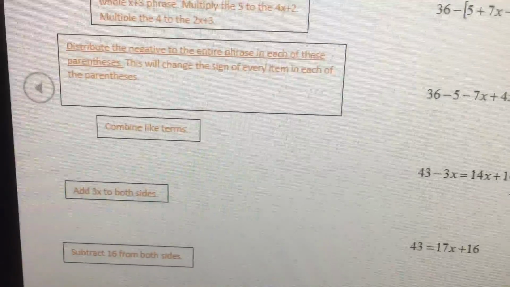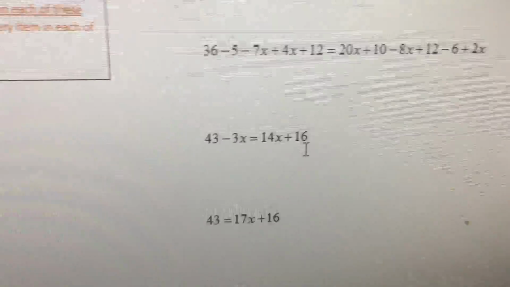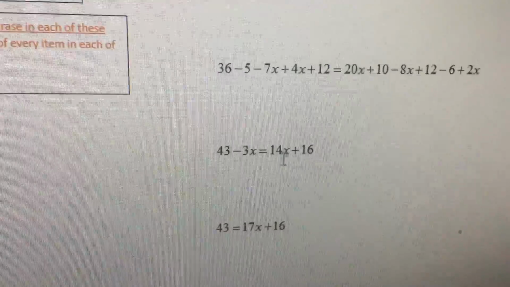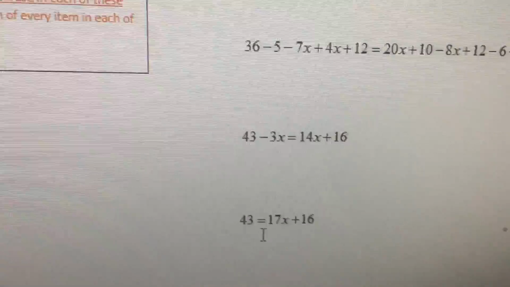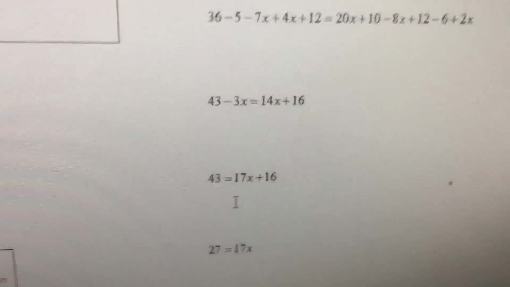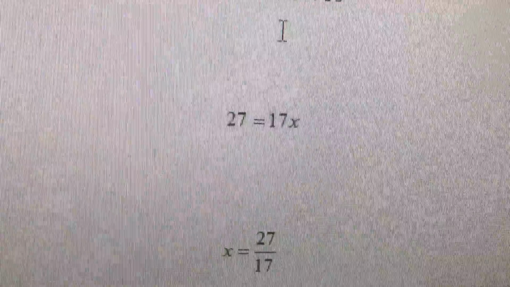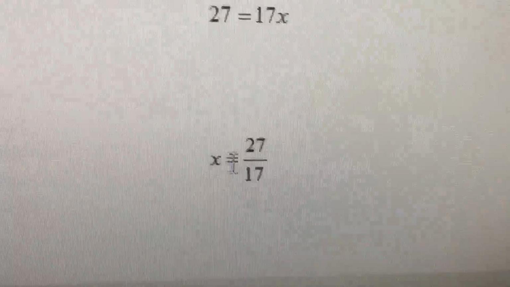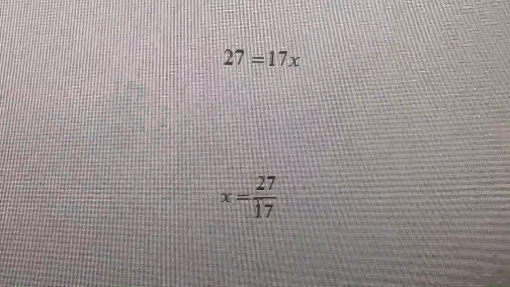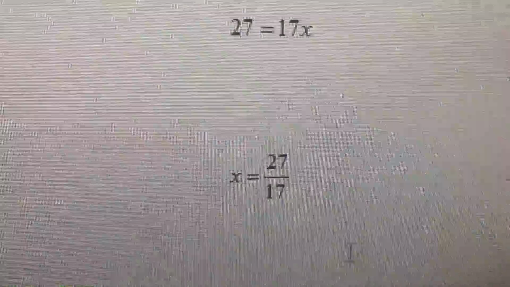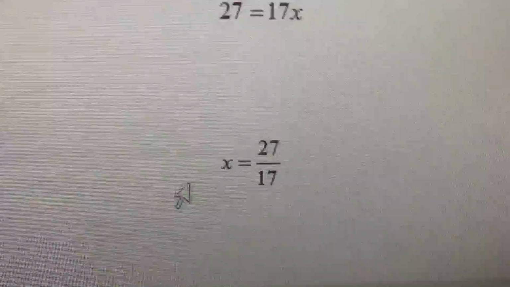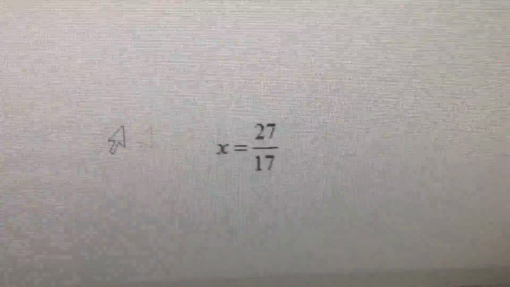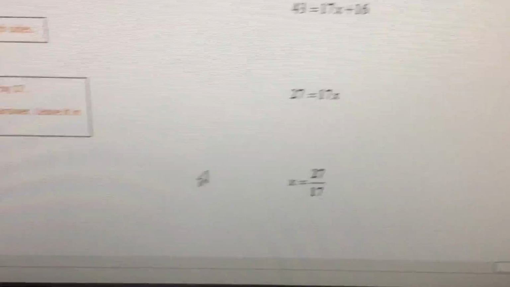Then we're going to solve this like a normal equation, but I'll still go through the steps. We're going to add 3x to both sides to get 43 equals 17x plus 16. Then we're going to subtract 16 from both sides to get 27 equals 17x. Then we just divide by 17, and our final answer is x equals 27 over 17. Leave it in fractional form because fractions are much better than decimals in college algebra. Alright, I hope that made sense.